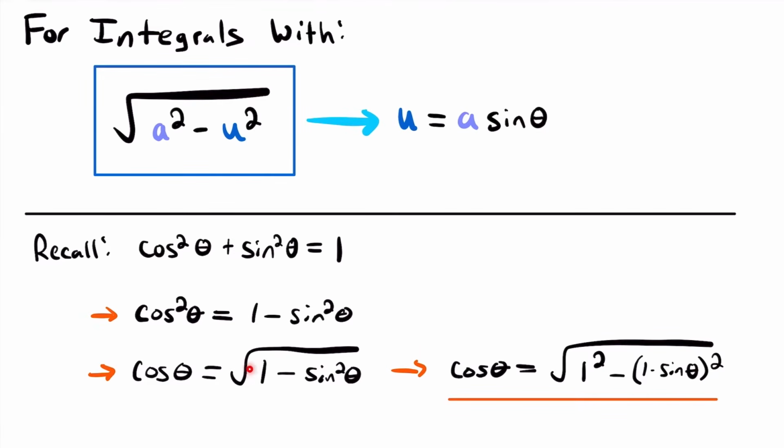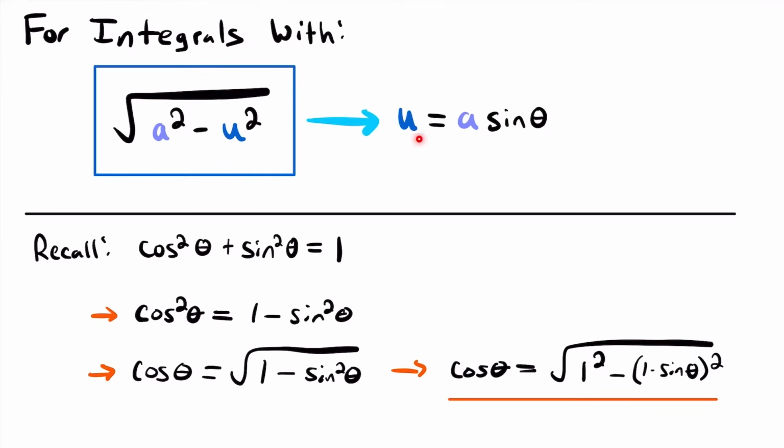And then if we slightly rewrite this radical expression, we could rewrite 1 to be 1 squared and sine squared theta to be 1 times sine theta squared. Then notice that this radical expression matches what we have up here. We have a squared, a constant squared, minus u squared, where u is a times sine theta. And so down here we have 1 squared, and so 1 would be a, and that means that 1 times sine theta is u, which matches up with a times sine theta. Right, we said that a was equal to 1, and so 1 times sine theta would be u squared.